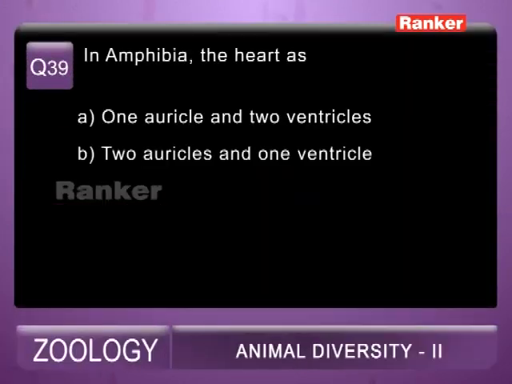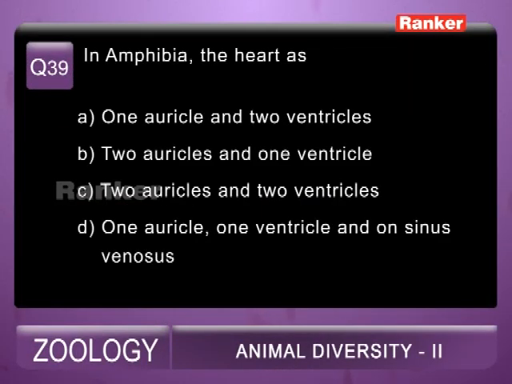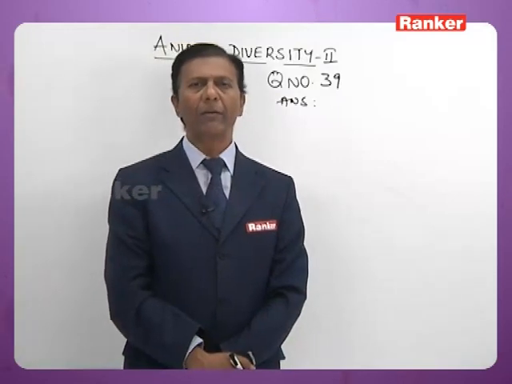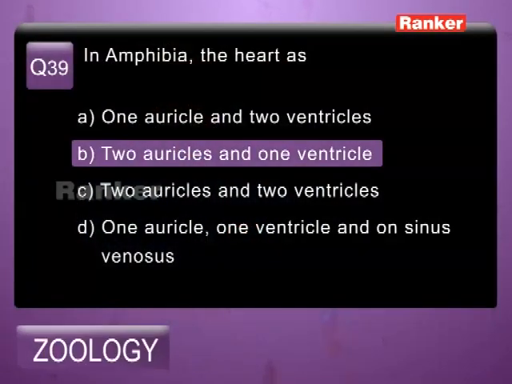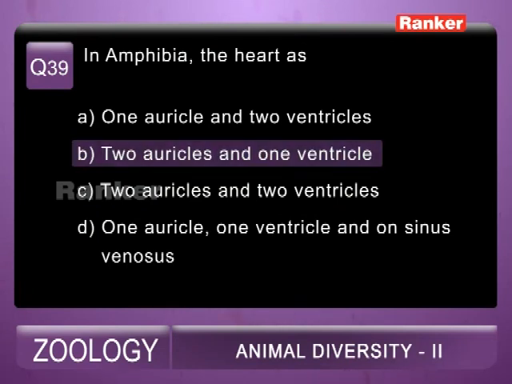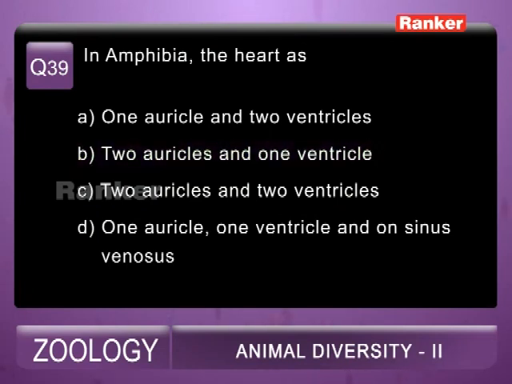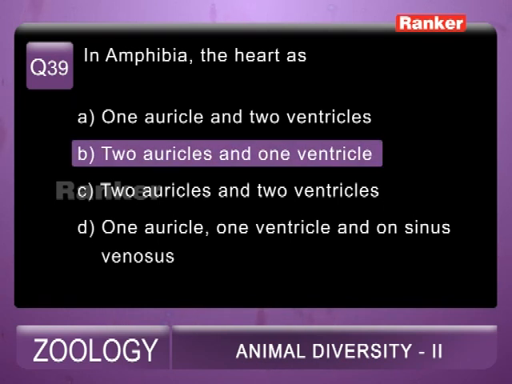Now 39th question here now. In amphibia, the heart is A. 1 auricle and 2 ventricles, B. 2 auricles and 1 ventricle, C. 2 auricles and 2 ventricles, D. 1 auricle and 1 ventricle and 1 sinus venosus. The amphibia heart is 3-chambered with 2 auricles and 1 ventricle. So 39th question, correct answer is B.